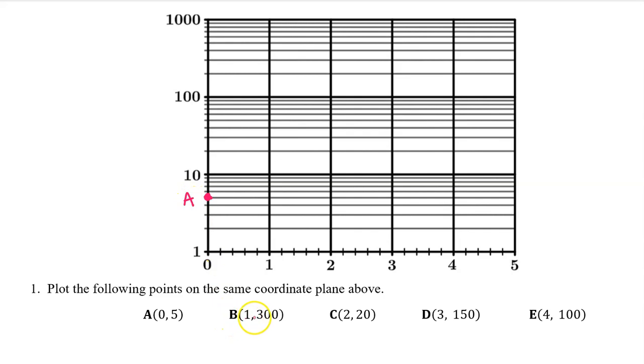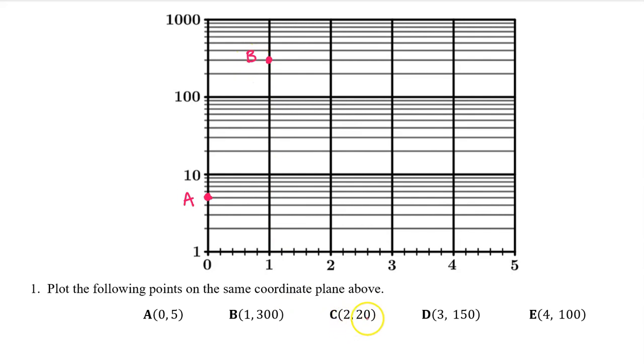Point B is 1, 300. So we start here at 1 on the horizontal, and we're going to go past 100, obviously. This is 100. The next number will be 200, and the next number will be 300. So this is point B right here.